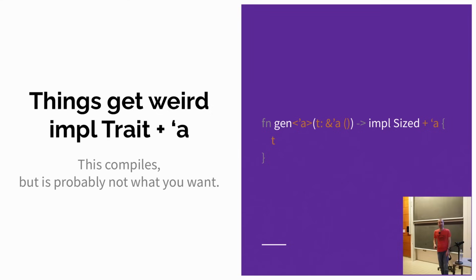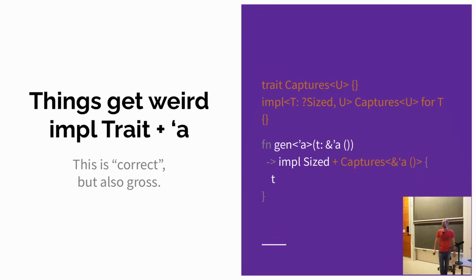Now, the correct way to do this, apparently, I learned this when making this presentation, is this. Now, I don't want you to ever have to write this code. It's gross. But that is the way that you're supposed to do it. Because this, for some reason, tells the compiler the appropriate thing, which is this lives at most as long as tick A. So this is sad. This is why it's going to change. And if you're confused, everyone is.